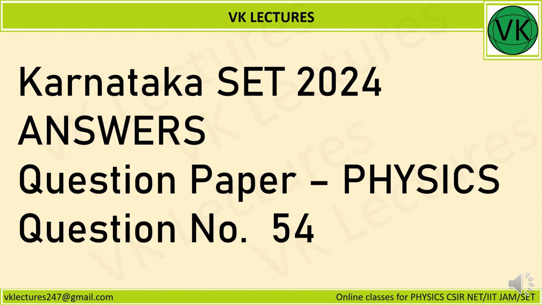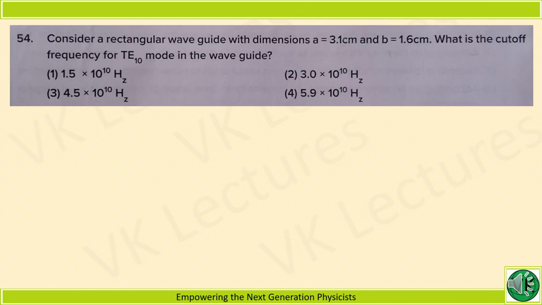In this lecture, let us discuss question number 54. Consider a rectangular waveguide with dimension a equal to 3.1 centimeter and b equal to 1.6 centimeter. What is the cutoff frequency for TE10 mode in the waveguide?